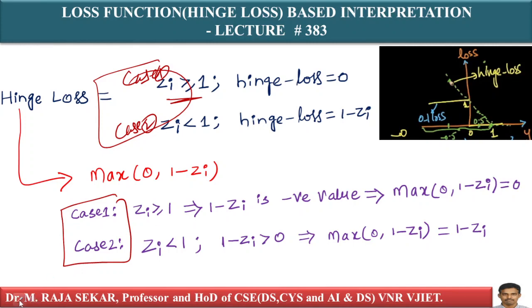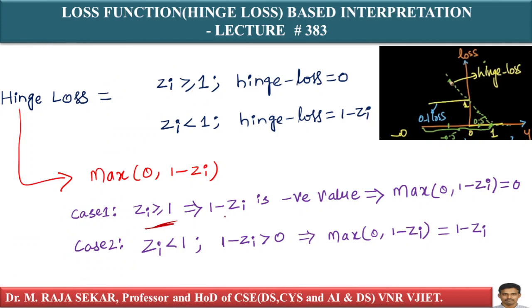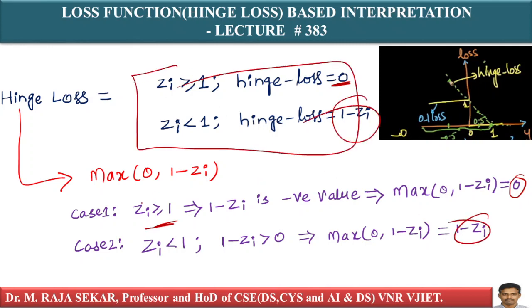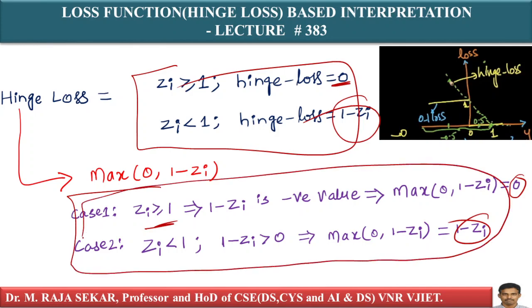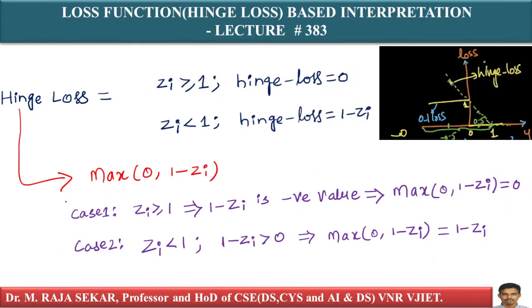Now we will try to understand that. Just see, if ZA is greater than or equal to 1, what is 1 minus ZA? ZA is greater than 1, so 1 minus ZA is a negative value. Max of 0 comma a negative value means you will get 0 only. That's what you are getting: hinge loss equals 0. If ZA is less than 1, 1 minus ZA is greater than 0. What is the maximum of 0 comma 1 minus ZA? As 1 minus ZA is greater than 0, the maximum is 1 minus ZA. Same thing you are getting. Therefore, these two cases are exactly the same as these two cases. It is simple and straight.